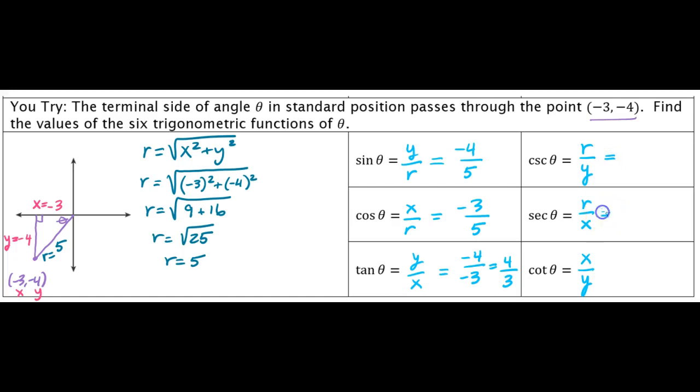And then the other three are going to be really easy because all I have to do is take my final answers for the previous three and flip them. So if I flipped sine, it would be -5 over 4. The negative usually stays either just out in front or you put it with the top number. We usually don't write a fraction where your negative is in the denominator. For secant, it would be -5 over 3. And then for cotangent, it would be +3 over 4.